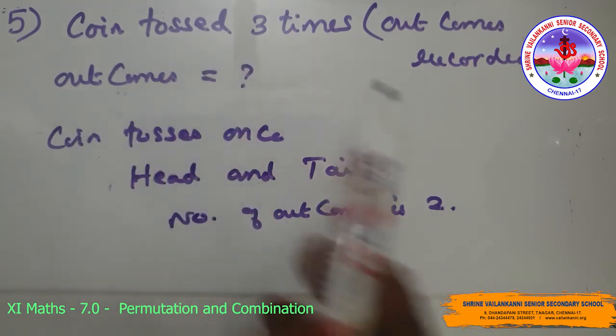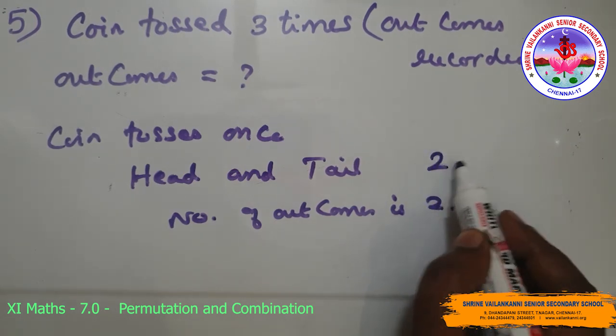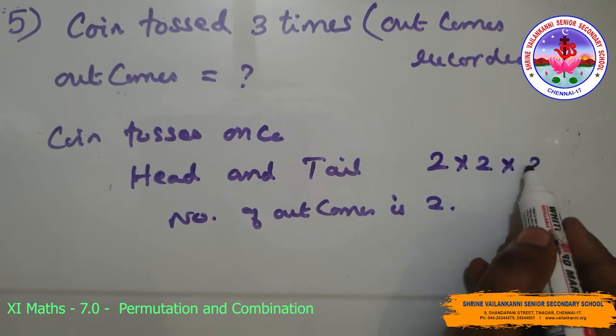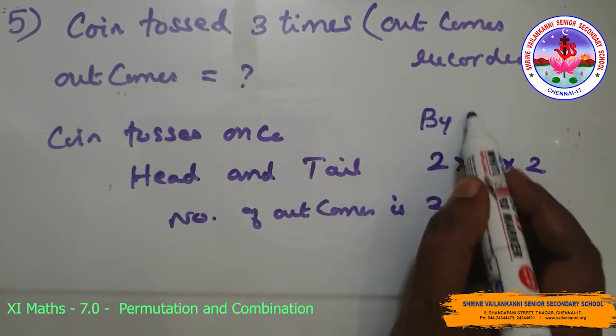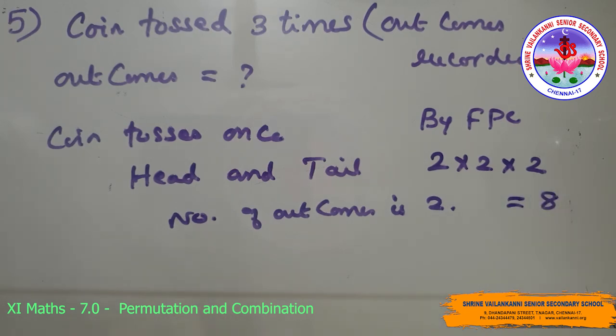So the coin is tossed 3 times. So the required number of possible outcomes is 2 into 2 into 2, by using the fundamental principle of counting, which is equal to 8.